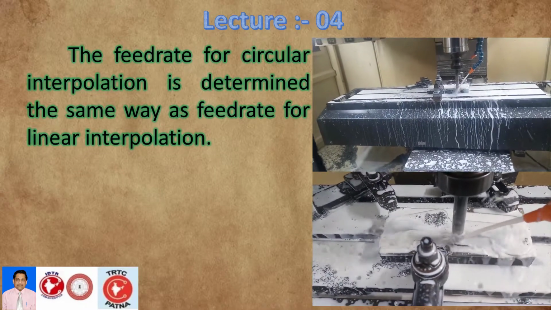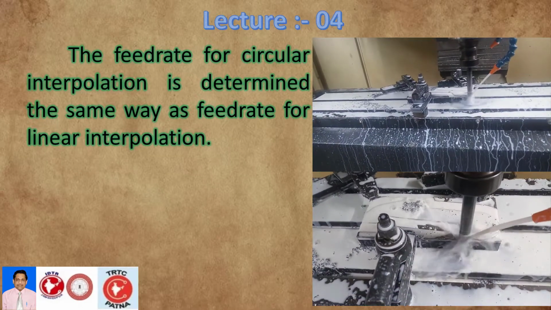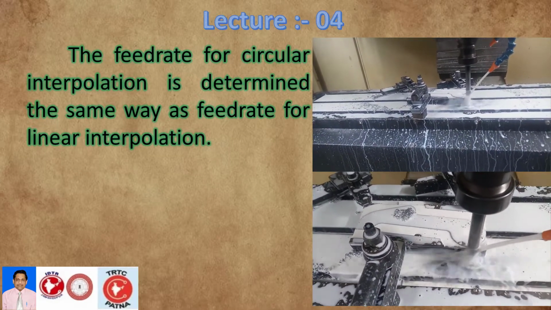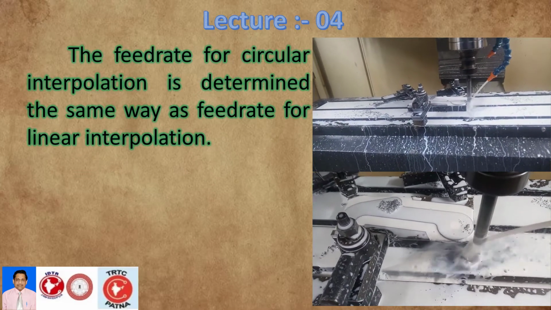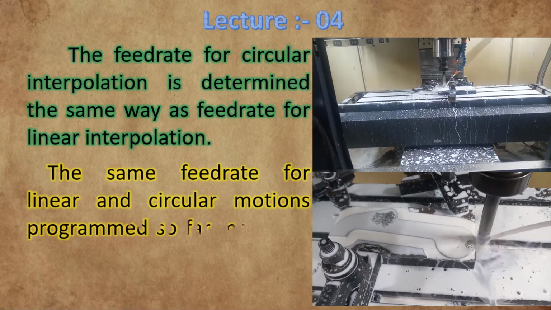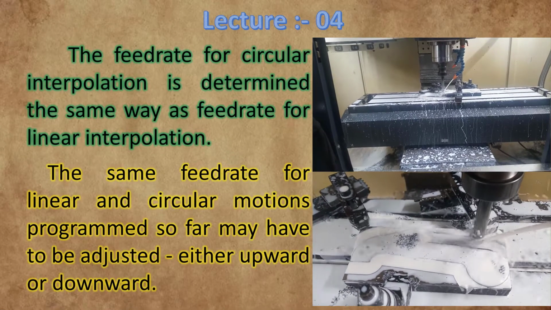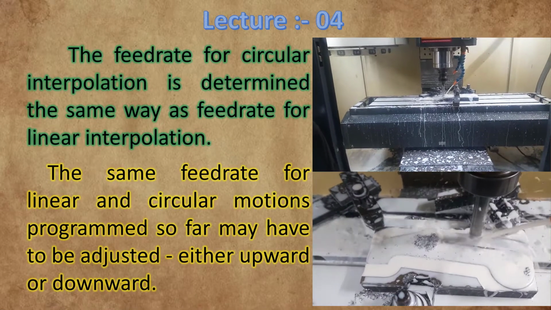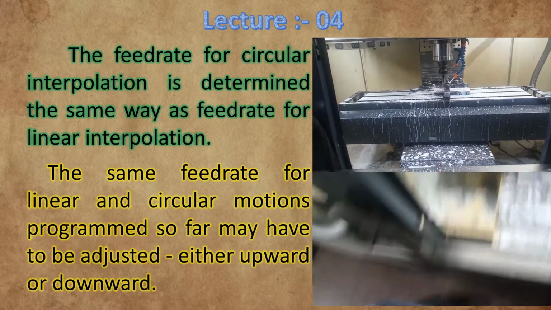Many programmers do not consider the machined radius when selecting the cutting feed rate for the tool. Yet, if the machined surface finish quality is really important, always consider the size of every radius as specified in the part drawing. Perhaps the same feed rate for linear and circular motion programmed so far may have to be adjusted either upward or downward. In lathe programming, there is no reason to distinguish between linear and circular tool motion regardless of the radius size.